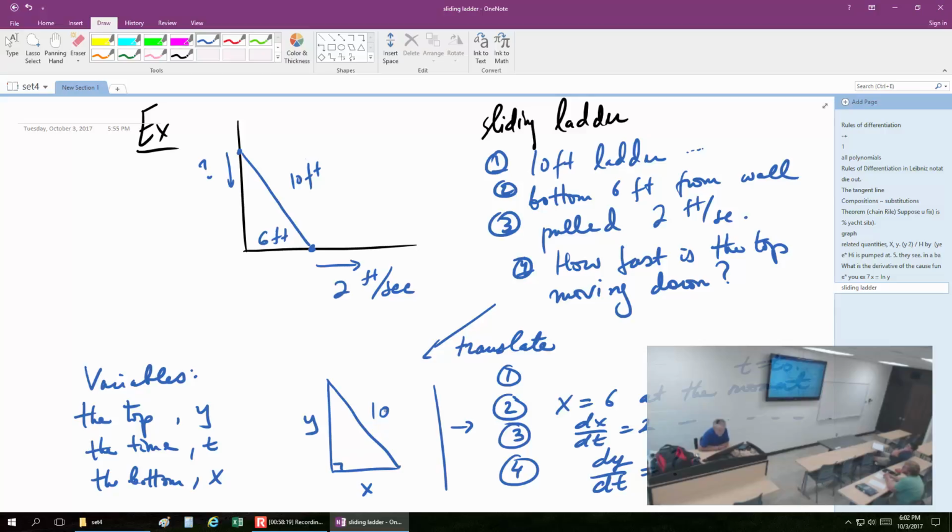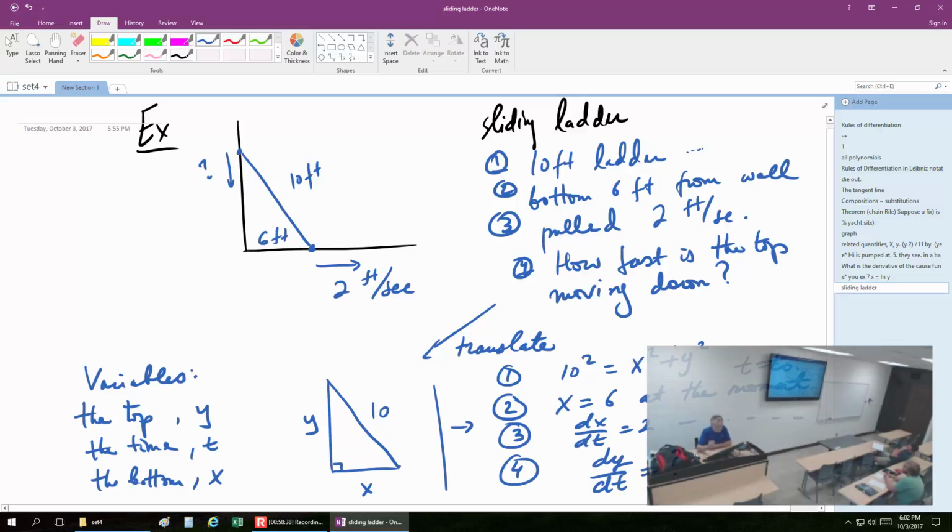Are we going to use the Pythagorean theorem? Yes. Okay, so give it to me. So it's going to be 10 squared equals x squared plus y squared, indeed.